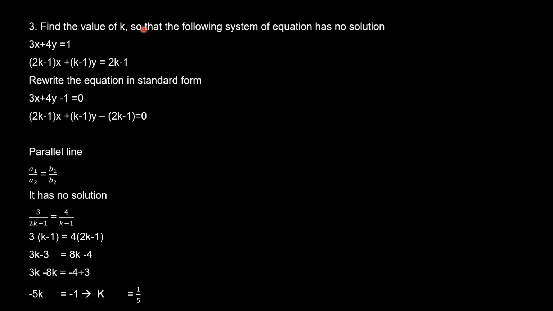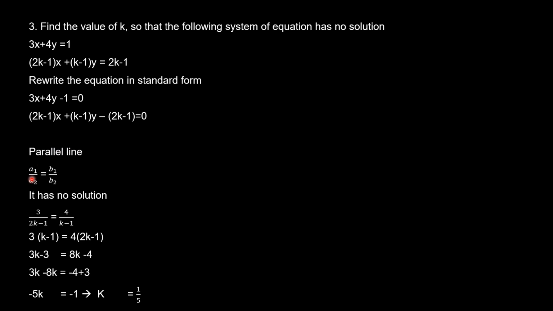Find the value of k so that the following system of equations has no solution. If it has no solution, it is a parallel line. So 3x plus 4y equal to 1, and 2x minus 1 into x plus k minus 1 into y equal to 2k minus 1. Rewrite the equations in standard form so that the constant comes to this side. 3x plus 4y minus 1 equal to 0, and 2x minus 1 into x plus k minus 1 into y minus 2k minus 1 equal to 0.